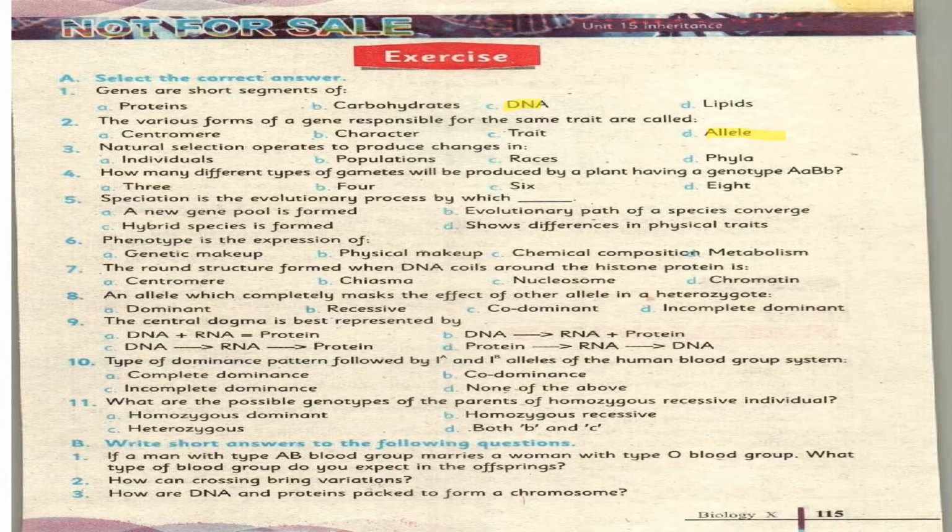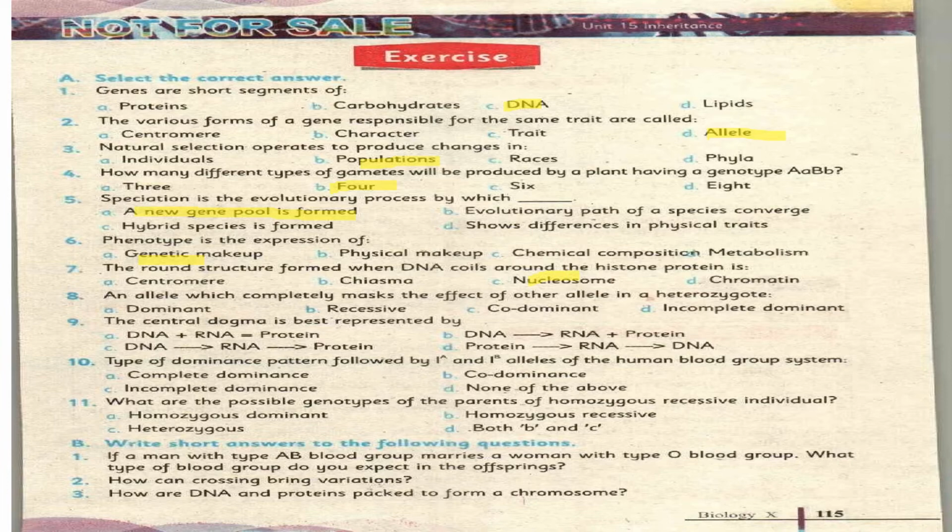Natural selection operates to produce changes in a population. How many different types of gamete will be produced by a plant having a genotype AaBb? Four. Speciation is the evolutionary process by which a new gene pool is formed. Phenotype is the expression of genetic makeup. The round structure formed when DNA coils around the histone protein is the nucleosome.